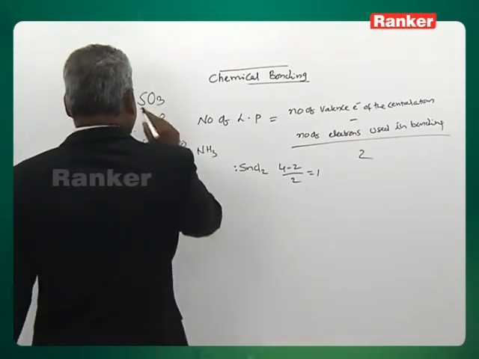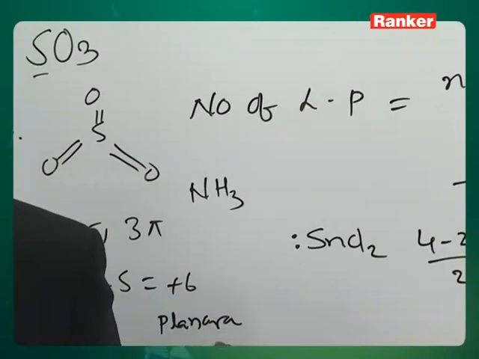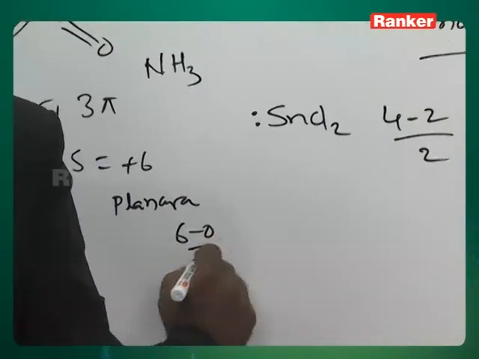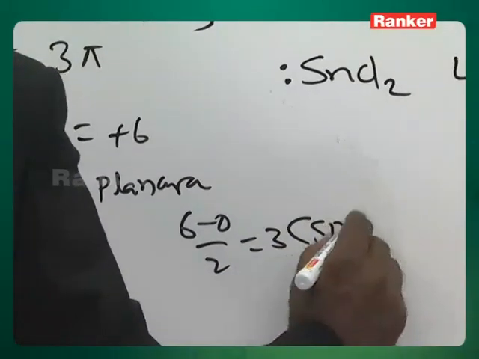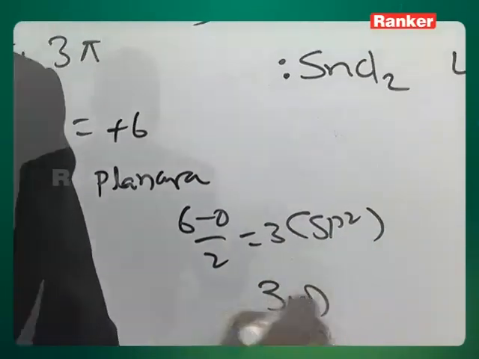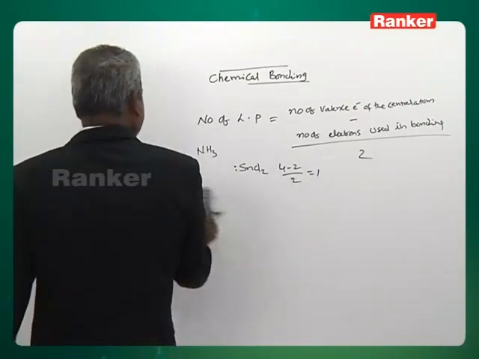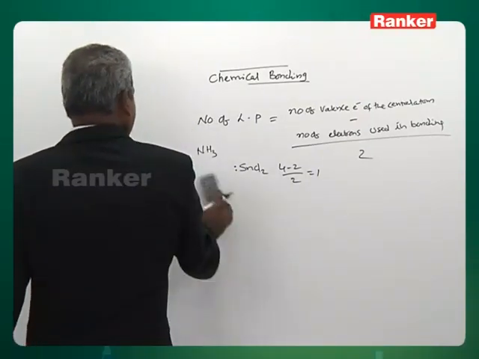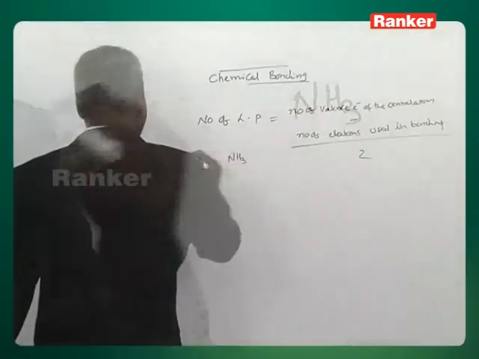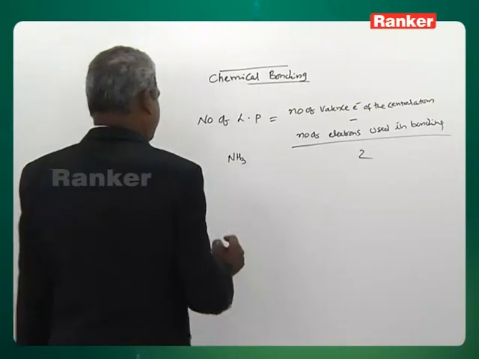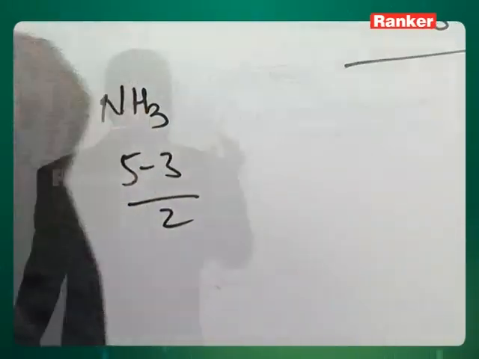Then, what about SO3 shape? Trigonal planar. And hybridization, 6 minus 0 by 2, what is that, 3, sp2. Number of lone pairs, no, 3 bond pairs, 0 lone pairs. Like this, any number of questions can be answered on the same. So, NH3. Find the lone pairs in NH3. Nitrogen belongs to fifth group. 5 minus 3 by 2. There is a lone pair.